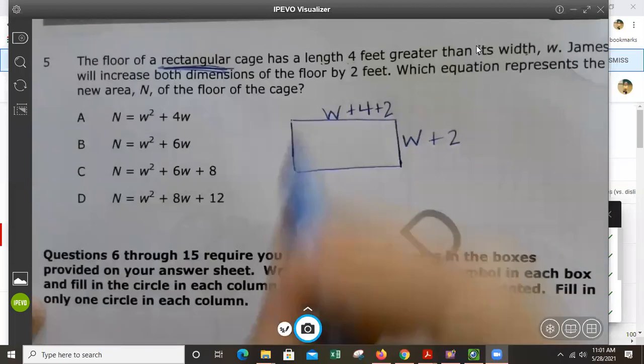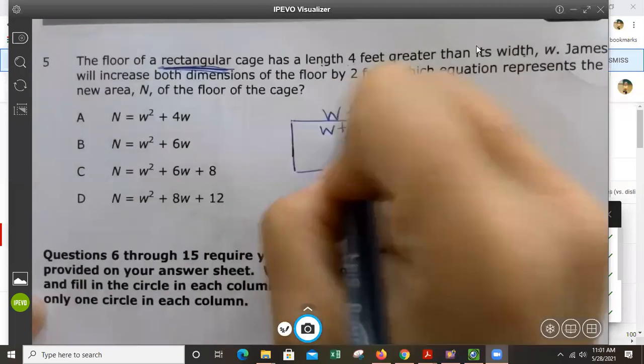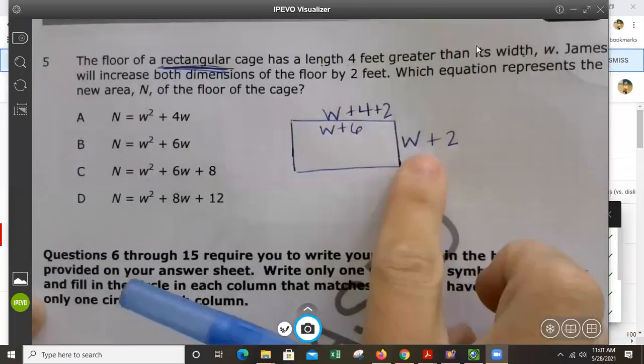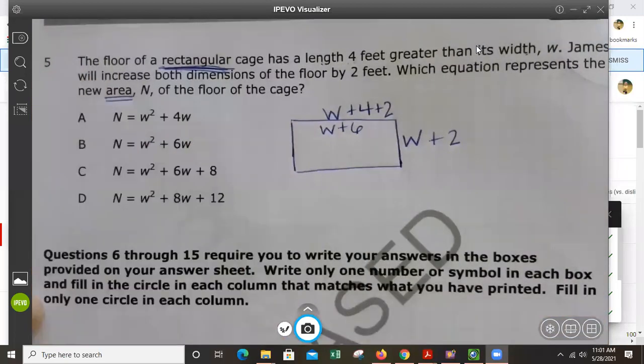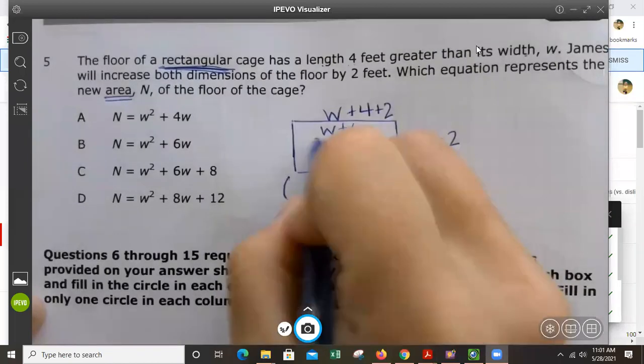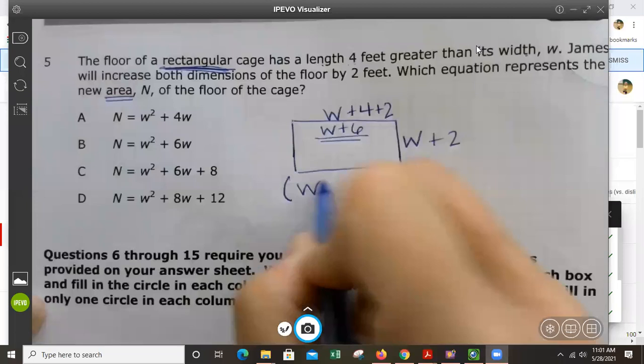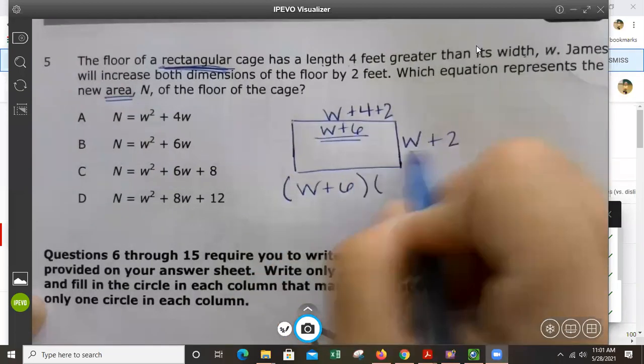When we clean this up, this is W plus 6 and this one is W plus 2. How do we find the area of a rectangle? Our length was W plus 6. We multiply it by our width, which was W plus 2.